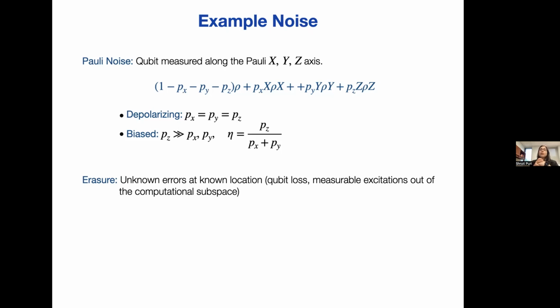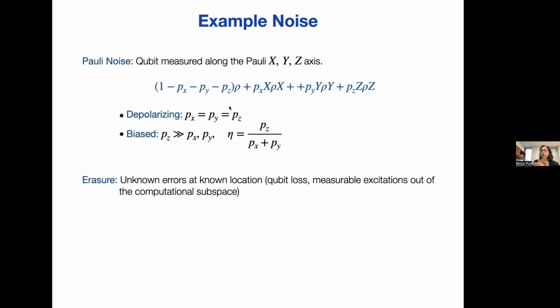So the first common error is error happening in the computational subspace of your qubit. And these errors can be treated as Pauli errors. So your environment is measuring the qubit along the Pauli X, Y, or Z axis. This is the example of a single qubit Pauli error channel. So PX, PY, PZ is the rate at which the environment is measuring the qubit along the X, Y, and Z axis. Typically, we think about depolarizing noise such that the probability of X, Y, and Z errors are all the same. But in many cases, the qubit can be biased. That means it couples to the environment along only one axis of the Bloch sphere. And these are called biased noise qubits.